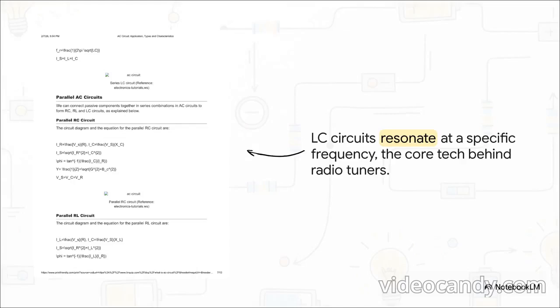But there's one combination that's really special, the LC circuit. It's also called a resonance circuit. And the way energy can kind of bounce back and forth between the inductor and capacitor gives it this one unique property, which leads to an application I guarantee you use all the time.